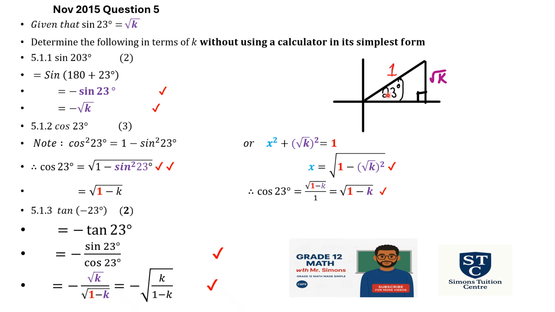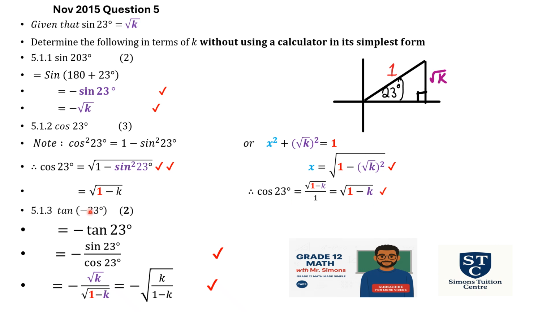Or if I said here in my diagram, remember square root k over 1: square root k represents y and the 1 would represent r. There's my 23 degrees, so to get x, x squared plus, in brackets, square root k all squared equals 1. Take that over, it will become minus square root k squared, square root of that, so square root k squared would simply become k. So cos 23 equals square root of 1 minus k over 1, which equals square root of 1 minus k. So I hope this makes sense to you and it's clear to you.